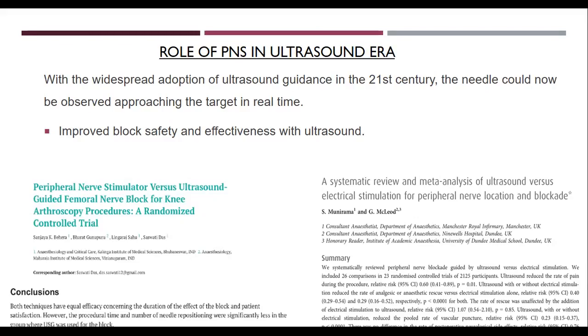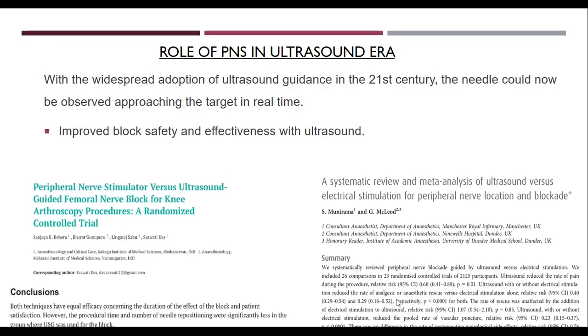A systematic review and meta-analysis of ultrasound versus electrical stimulation for peripheral nerve location blockade. We systematically reviewed peripheral nerve blockade guided by ultrasound versus electrical stimulation. This study included 26 comparisons in 23 randomized control trials. They found that ultrasound reduced the rate of pain during the procedure. Ultrasound with or without electrical stimulation reduced the rate of analgesic rescue versus electrical stimulation alone, and the rate of rescue was unaffected by the addition of electrical stimulation to ultrasound. Ultrasound with or without electrical stimulation also reduced the pooled rate of vascular puncture.